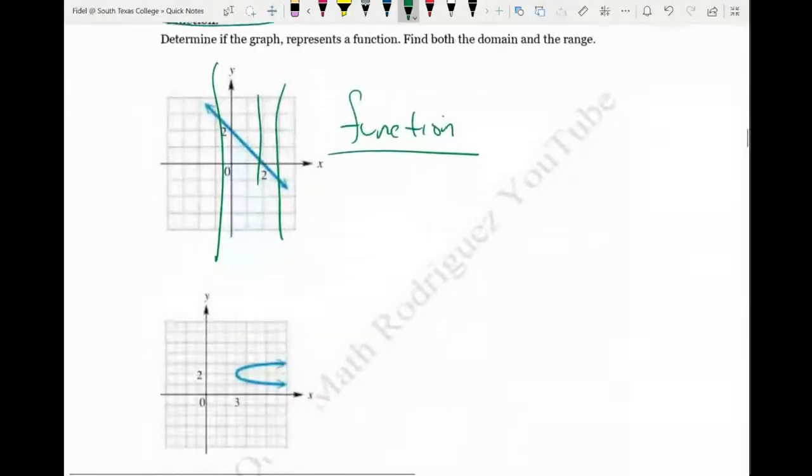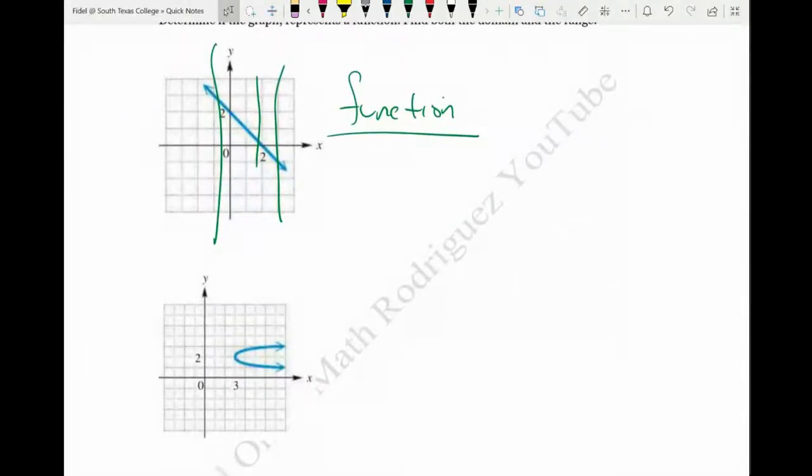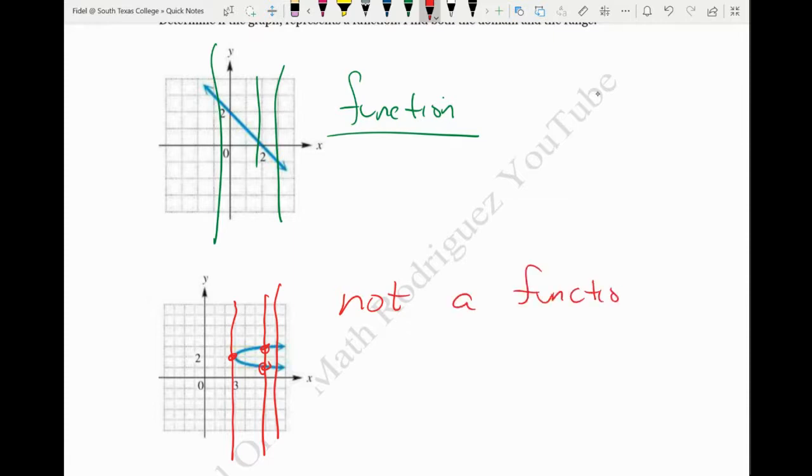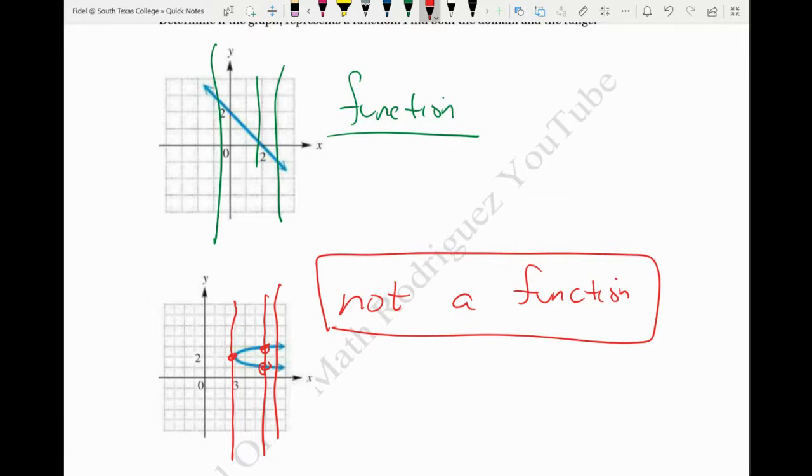And then if I take a look at the second one down here, and I say, look, let's draw a vertical line. Oh no. We hit that graph twice. And you might say, well, what happens if I draw this vertical line? I know it's a little bit off, but if I hit that one, I only hit it once. It doesn't really matter, because as long as we can find one line that messes it up, then we're going to say it's not a function, okay?